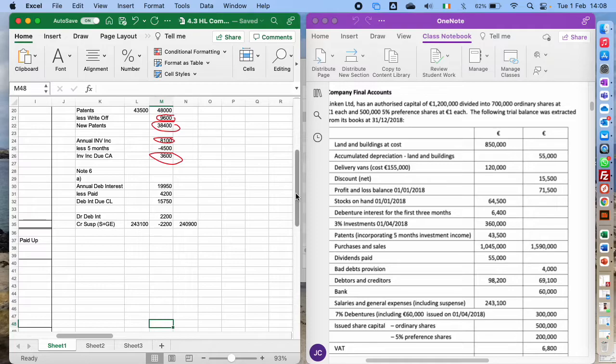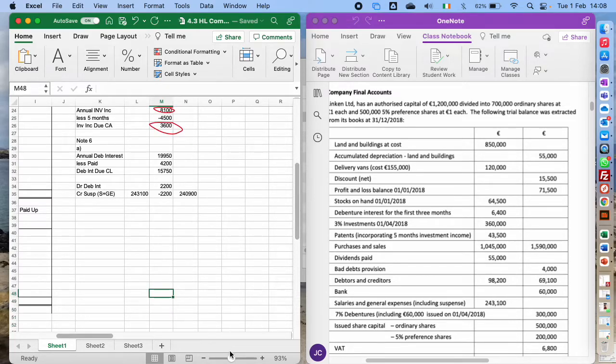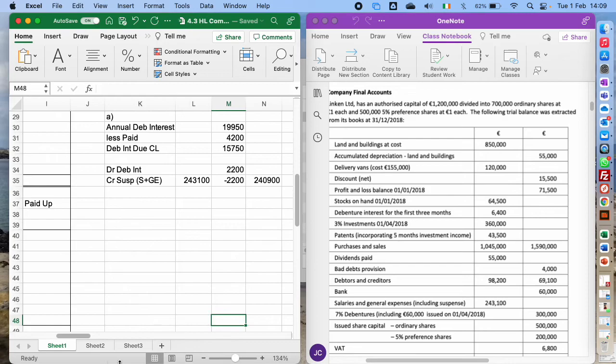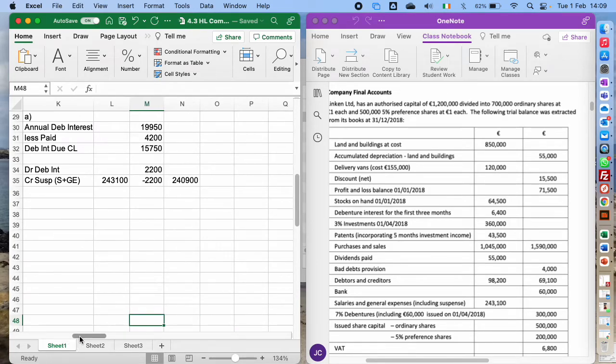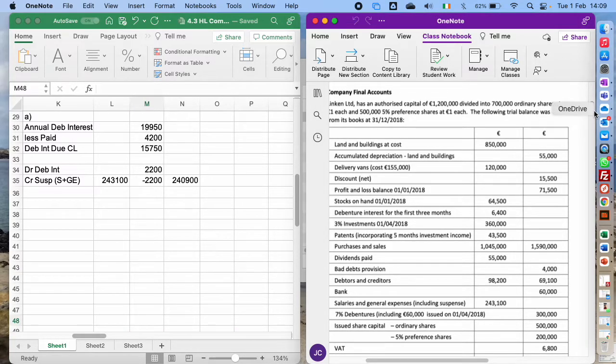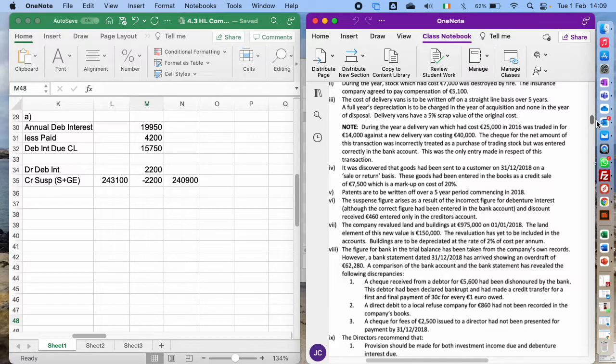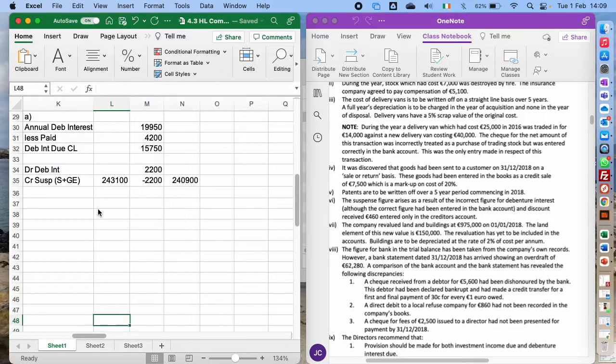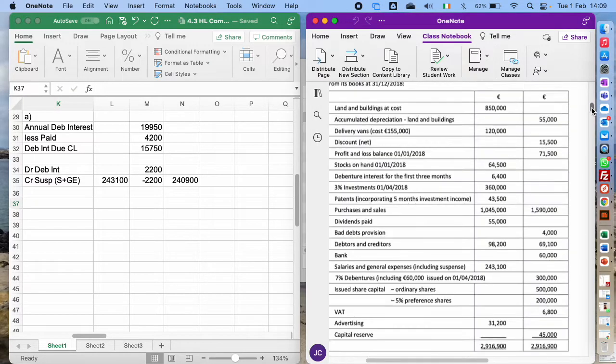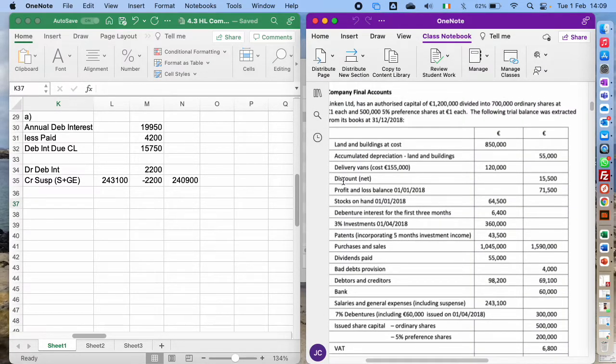Now, back to it. I've done the first suspense, now I have to do the second one. Discount received 460, entered only in the creditor's account. So where else should discount received have been put? I'm just having a quick read here. It has a discount net account.